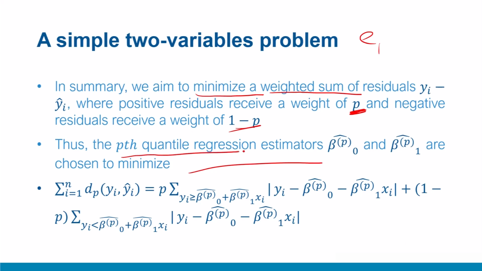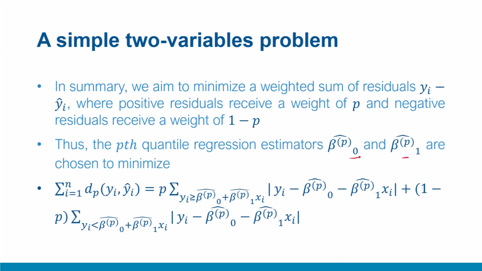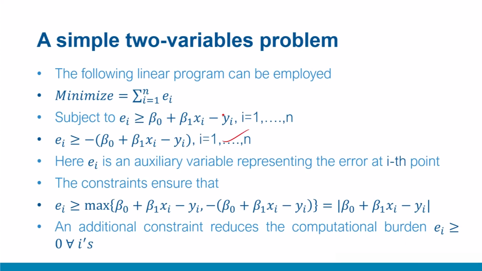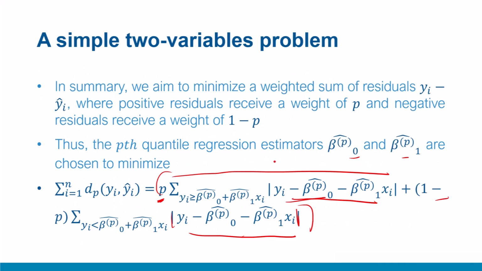So the pth quantile regression estimators, beta P naught and beta P1, can be obtained with this scheme rather than the earlier scheme. We multiply P with the summation of the positive residuals and 1 minus P with the summation of the negative residuals, although the multiplication is with the magnitude. So in that case, instead of this, we will be using those error terms that we have defined earlier. So these error terms will be multiplied.